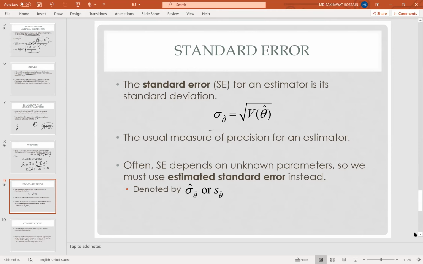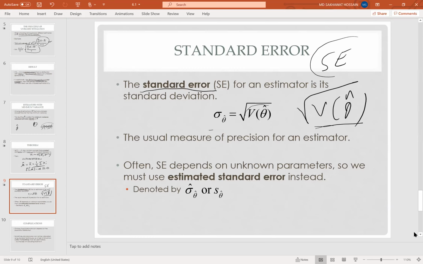So this is the standard deviation. This is the variance of theta hat. Theta hat is our estimator, and the variance of theta hat is the variance of the estimator. If you take the square root, this is the standard deviation of the estimator. So the standard deviation of the estimator is called standard error, or SE. You need this concept for confidence intervals. When you construct confidence intervals in the next chapter, you will be using standard error.